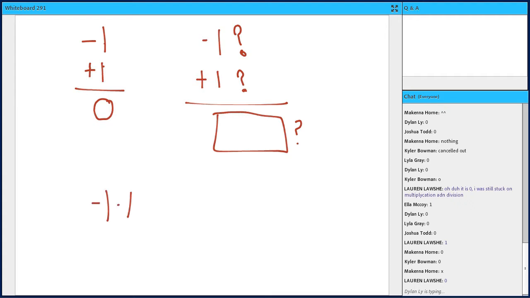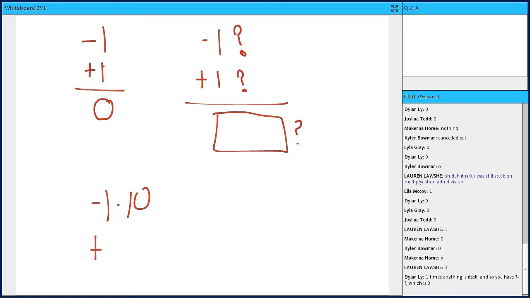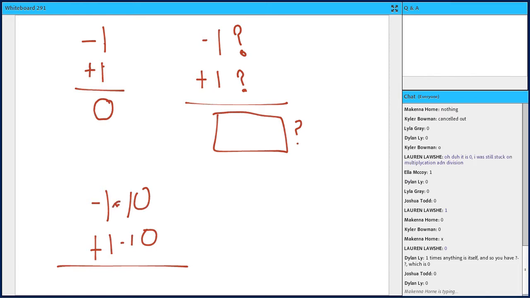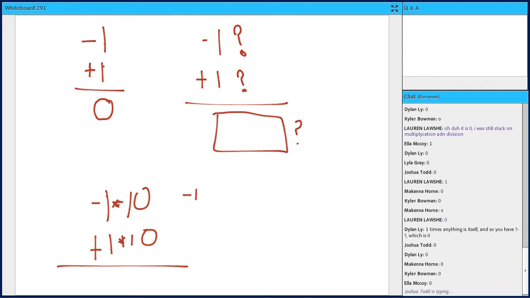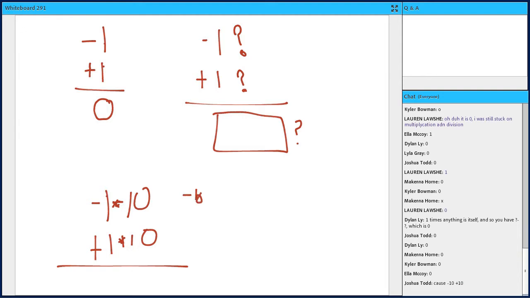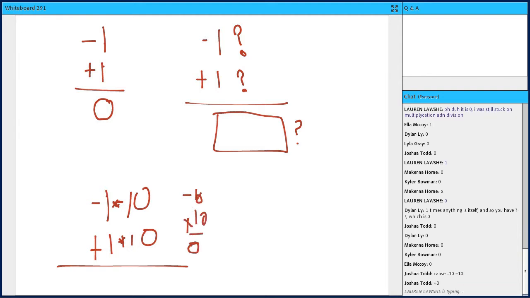Suppose I have -1 times 10, and I have a +1 times 10, and I combine them together, what do I get? A -1 times 10, I'll use a little star for multiplication. A -1 times 10 and a +1 times 10, and I combine them together, what do I get? Well, that's the same thing as -10 plus 10. That's 0.